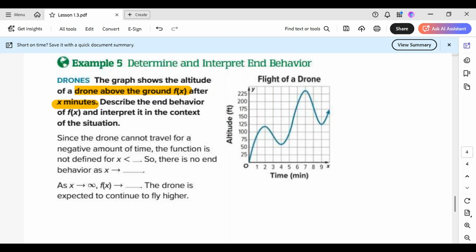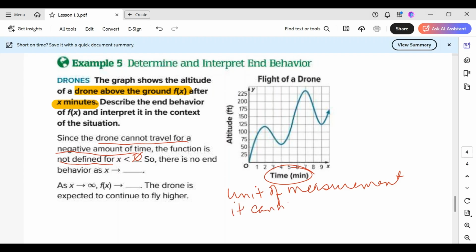It says since the drone cannot travel for a negative amount of time, the function is not defined when x is less than 0. Remember, time is a unit of measurement. It cannot be negative. So there is no end behavior as x goes to negative infinity.